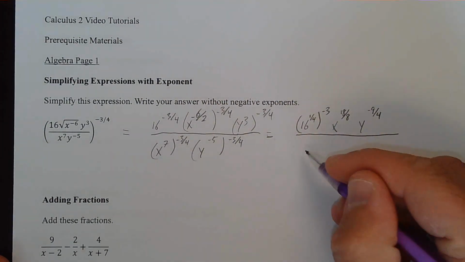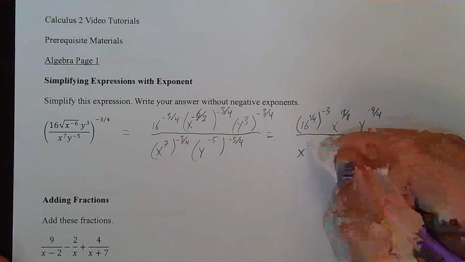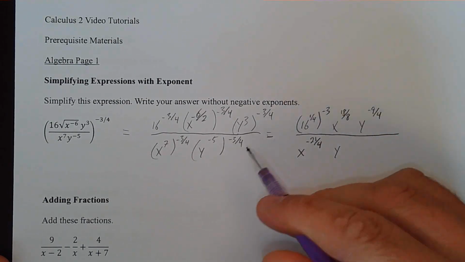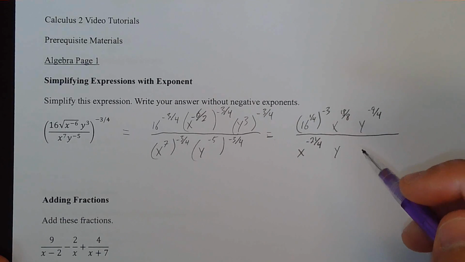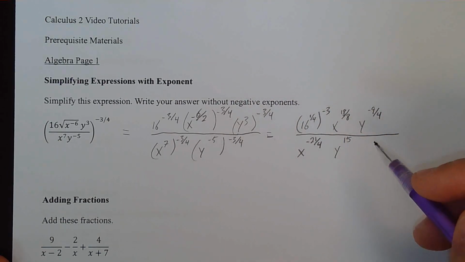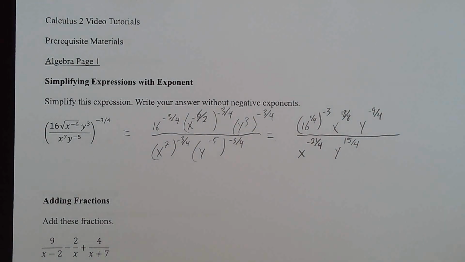On the bottom here, I've got x to the 7 times negative 3/4 is negative 21 over 4. And y to the negative 5 times negative 3 is 15 over 4. So now I've brought that negative 3/4 through.